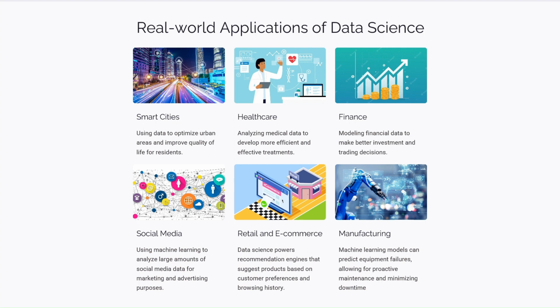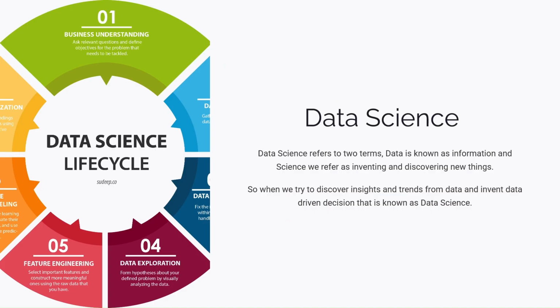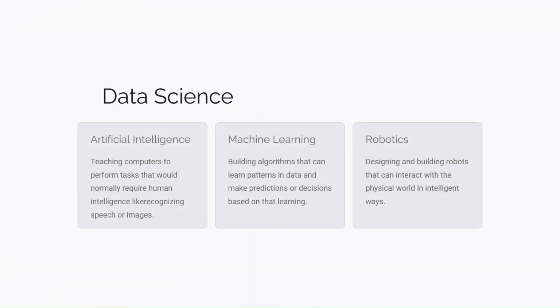But the question is, what is data science? Now, data science refers to two terms. Data is known as information, and science we refer to as inventing and discovering new things. So, when we try to discover insights and trends from data and invent data-driven decisions, that is known as data science. Now, data science includes a vast range of domains such as artificial intelligence, machine learning, robotics, but today we are going to talk about machine learning.